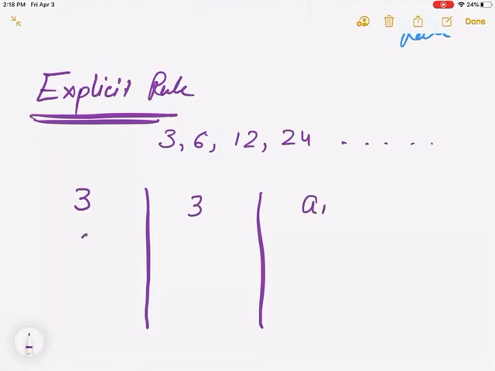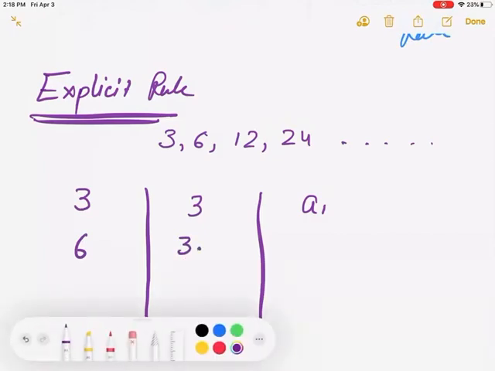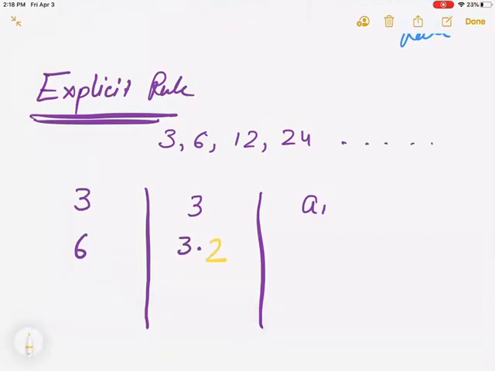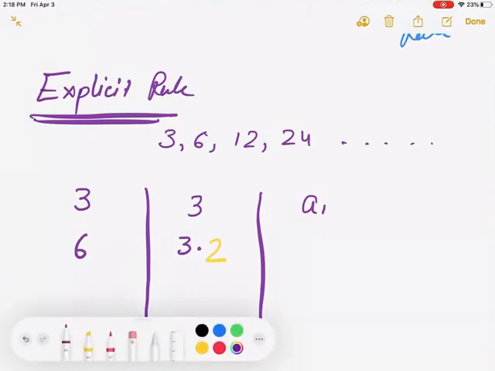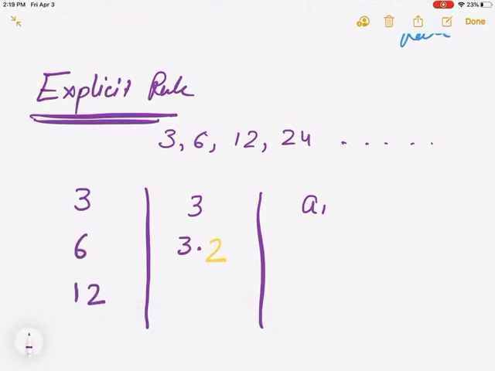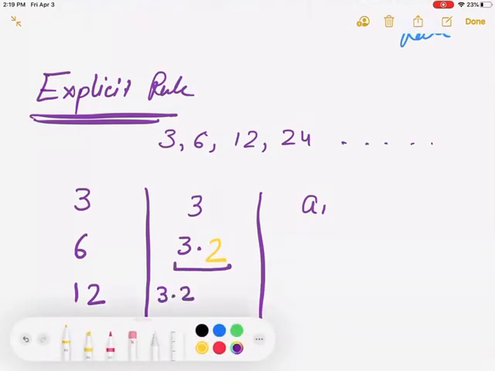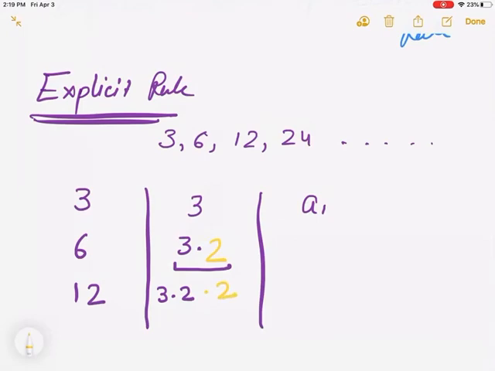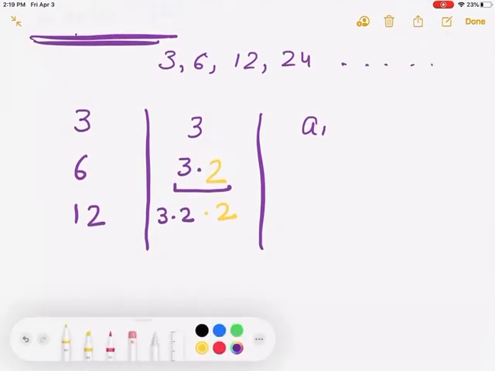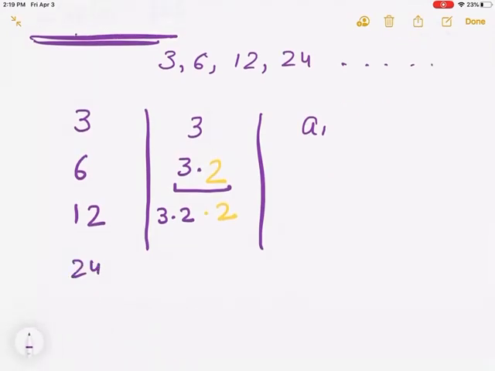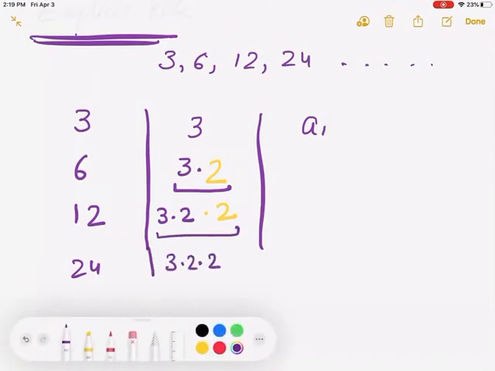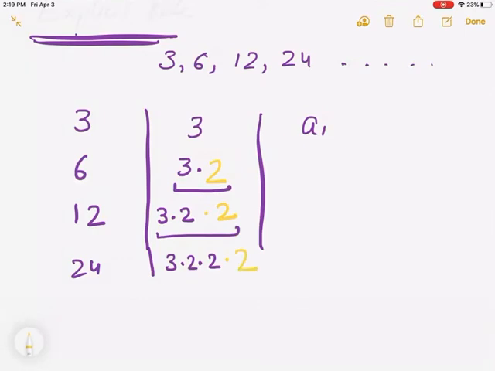Now the second term is 6, which can be written as 3 times the ratio, which is 2. My next term is 12, which is this whole thing, 3 times 2, now getting multiplied by another ratio. My next term is 24, which is 3 times 2 times 2, multiplied by another ratio.